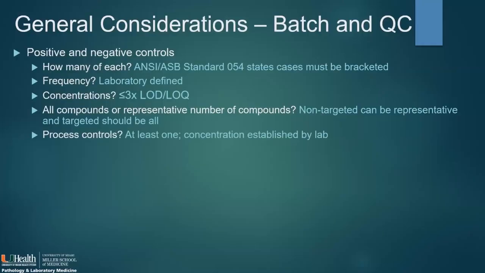So process controls, what are they? Process controls are for processes like hydrolysis and oxidation, where you are almost altering some of the compounds that might be in there. And the question is, for process controls, do we need them? How many? You need at least one if you do have a hydrolysis or oxidation, but the concentration of this process control is just established by the laboratory and just needs to be defined.